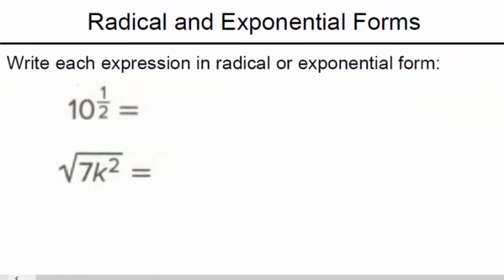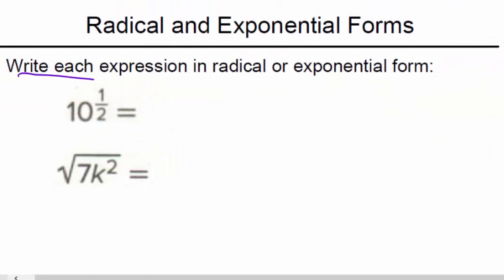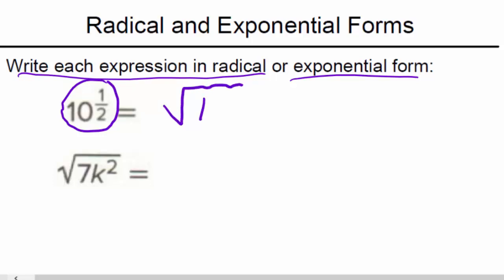Now they want us to write radical and exponential forms, so we're going to write each expression in radical or exponential form. So whatever form it's in, we're going to do the other form. Right now we have an exponential form because I have 10 to the 1/2 power. So we're simply going to write that as the square root of 10. We don't have to put anything in the index position, but if you want to, you can go ahead and put a 2 there.